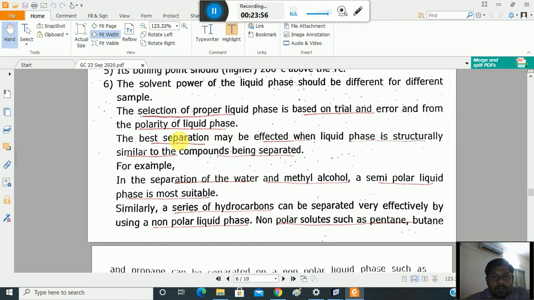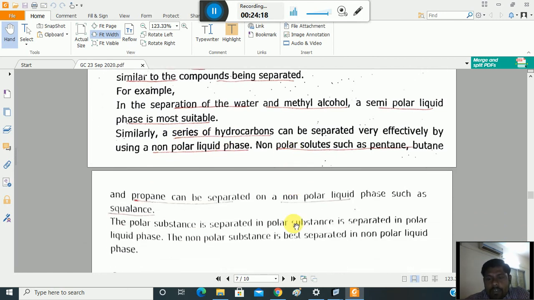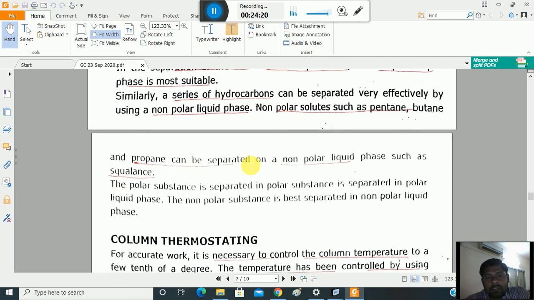Sorry, not mobile phase, that is the stationary phase. Best separation may be affected when the liquid phase is structurally similar to the compound being separated. For separation of water and methanol, a semi-polar liquid phase is most suitable. A series of hydrocarbons can be separated by a non-polar liquid phase. Non-polar solutes like pentane, butane, propane can be separated by a non-polar liquid phase, like squalane. That is an important MCQ. So those are the points.